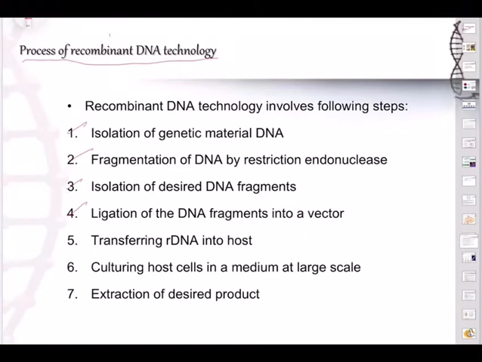And then once we obtain rDNA, transferring rDNA into a suitable host, and then culturing host cells in a medium at large scale. So we are going for not only quality, for quantity also. And then what is the aim of all this? We said, to obtain desired products. So the last step, a very valuable one, is extraction of the desired product.